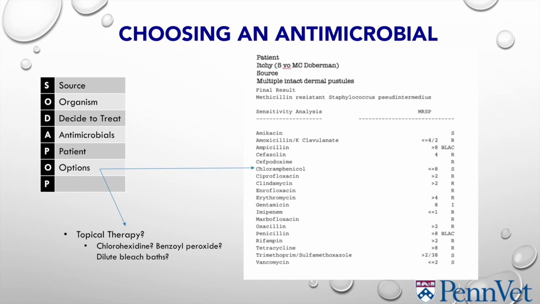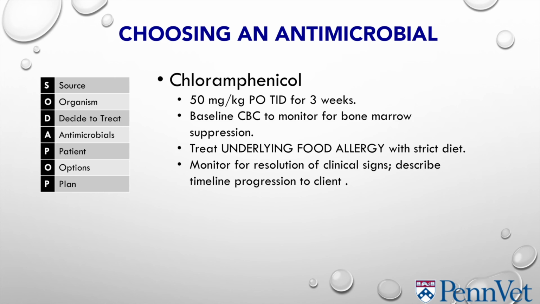So at this point, we're going to list all of our options. Right now, our only systemic antimicrobial option that we are considering is chloramphenicol. But on top of that, we have other options since this is skin disease. We could consider topical therapy; chlorhexidine, benzoyl peroxide, or dilute bleach baths might be an option. Ultimately, we decide to go with chloramphenicol as a systemic antimicrobial treatment. There are a variety of reasons you may forego or combine this with topical therapy.